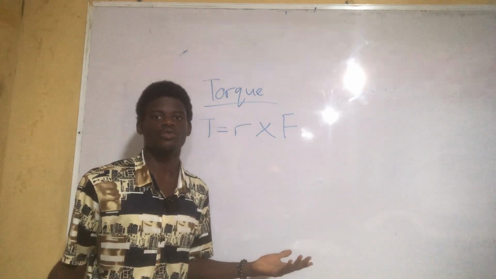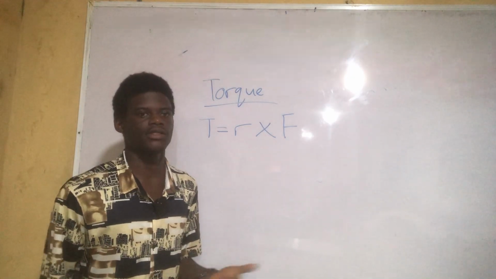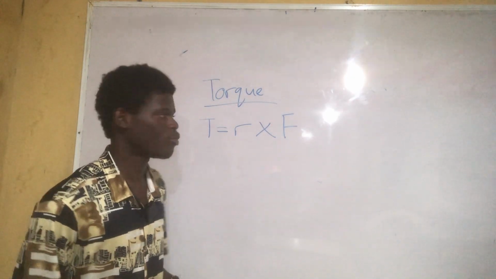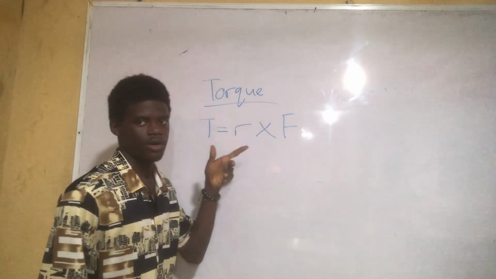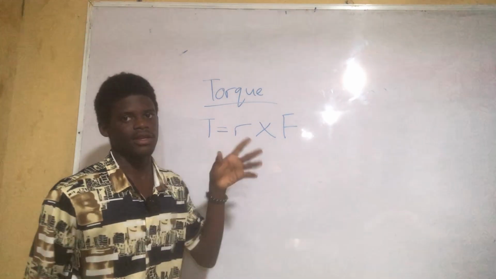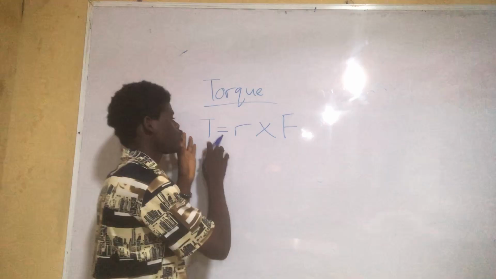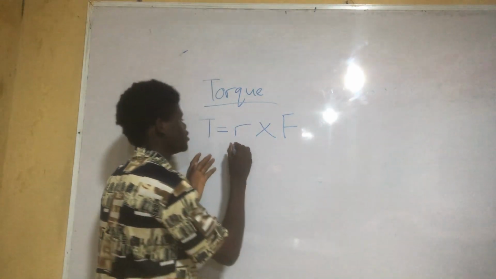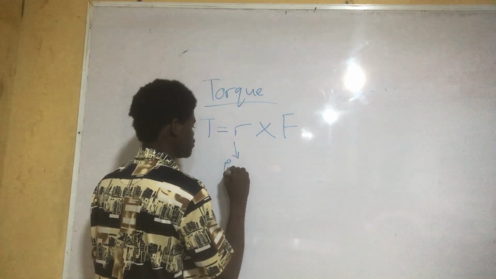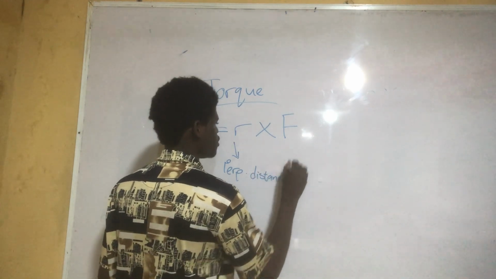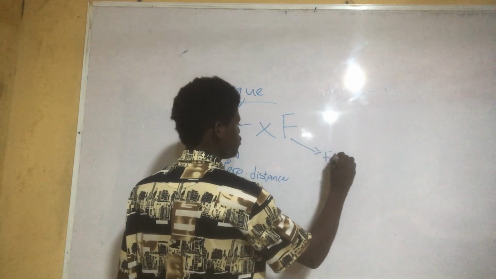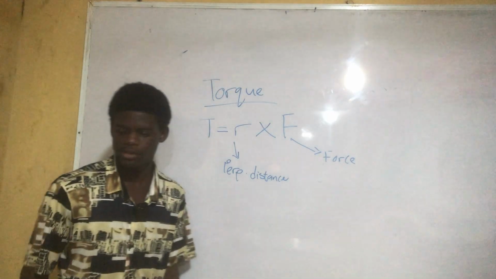Maybe you would have known that torque is force times distance, same as the formula for work, but you should never mistake it and never confuse it with work, because work is scalar while torque is vector. So torque is R cross F, where this R is the perpendicular distance, and F is the force, right? So you should know this.